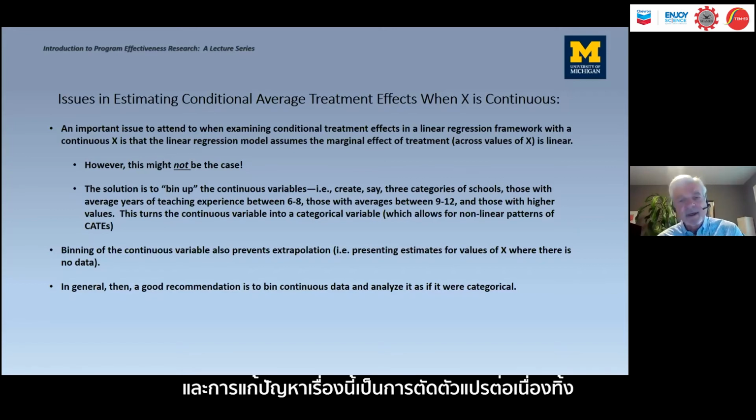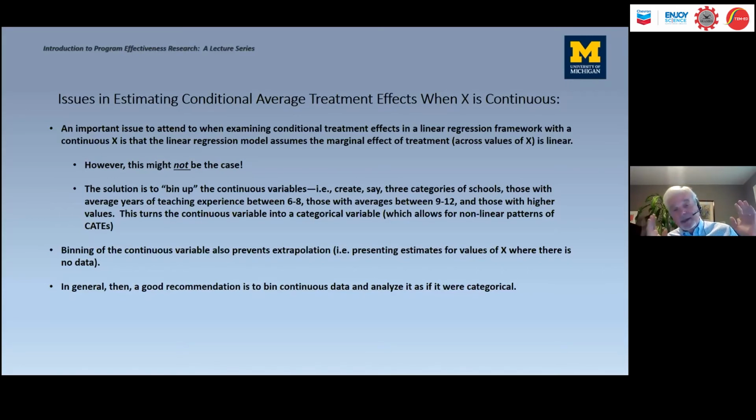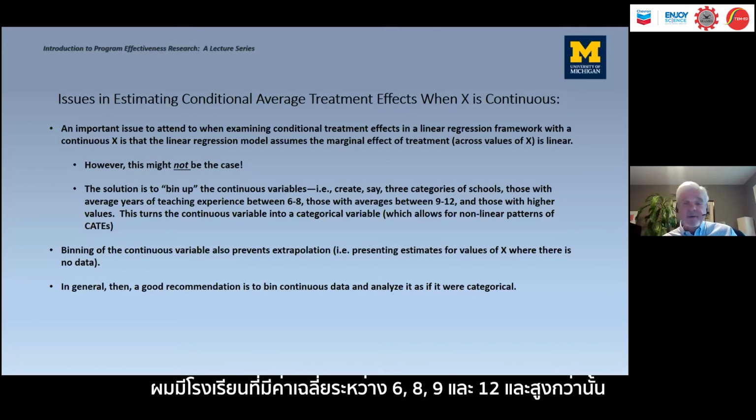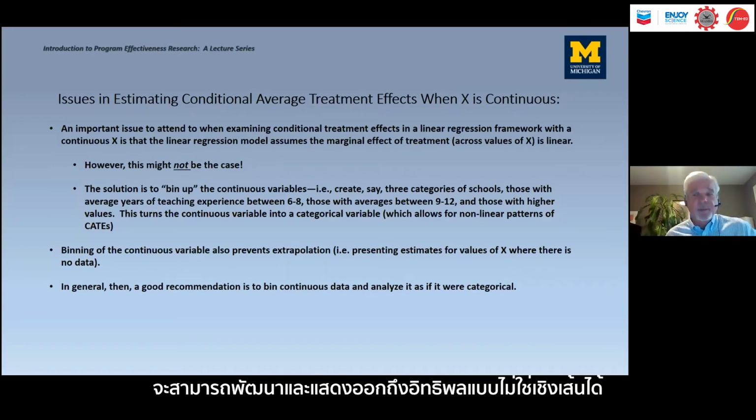And so a solution to this is to generally bin up the continuous variables. Say, create categories of schools, for example, in the years of teaching experience. Say, I have schools that have an average between 6 and 8, 9 and 12 and higher. And if you are now using categorical variables, even the linear regression is going to be able to pick up and express these non-linear effects.